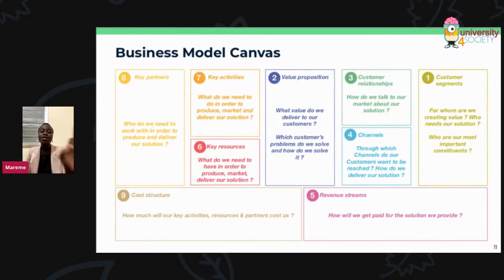Everybody's going to say, well, yeah, customer service. We're not talking about that. Customer relationship is how exactly are you going to maintain the relationship with your customer in order for them to continue valuing and understanding your value proposition.